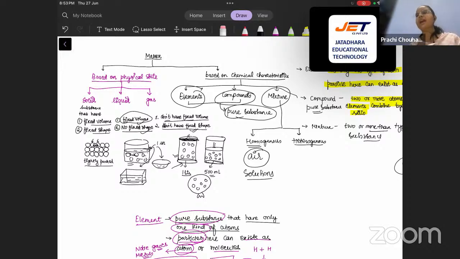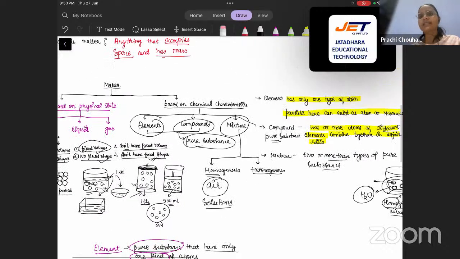Alloys, right? Brass and bronze that we have around us. So decorative items that we have in our houses, right? They are sometimes made up of bronze, right? So all of the alloys are the examples of mixtures.